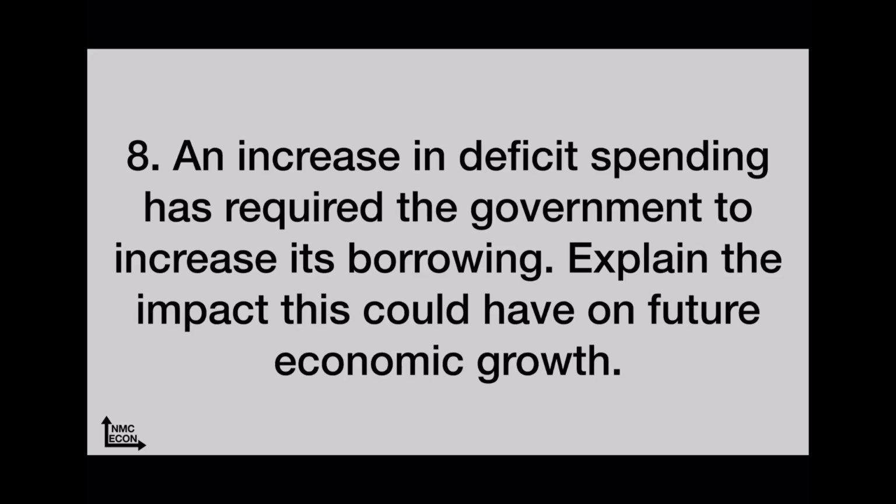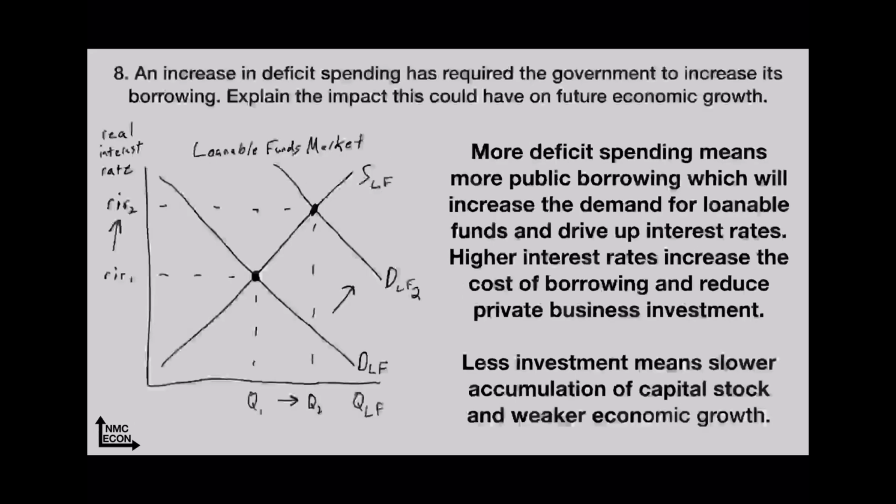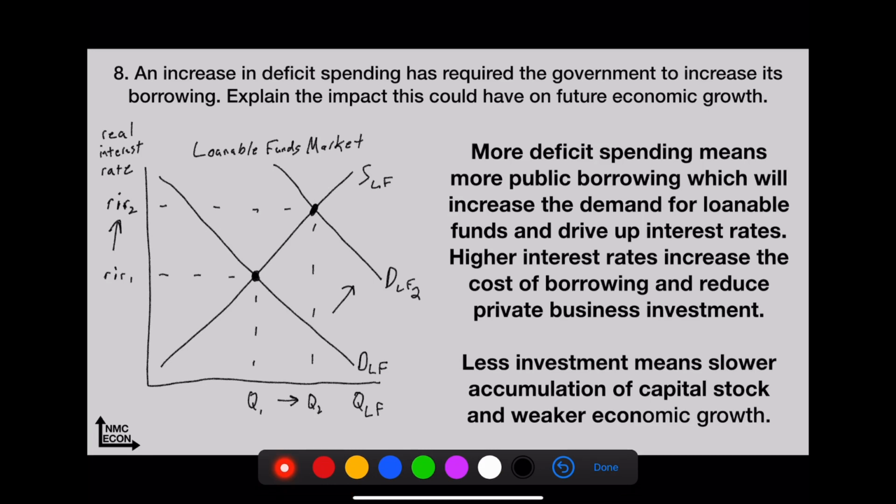Okay, almost done here, guys. Number 8, classic crowding out question. I think the easiest way to think about crowding out is that if the government has to increase its deficit spending, it's going to borrow. How is it going to borrow? Well, it's going to demand loanable funds, an increase in demand for loanable funds. That drives up the real interest rate. That will decrease the amount of borrowing and private business investment that happens in the economy.